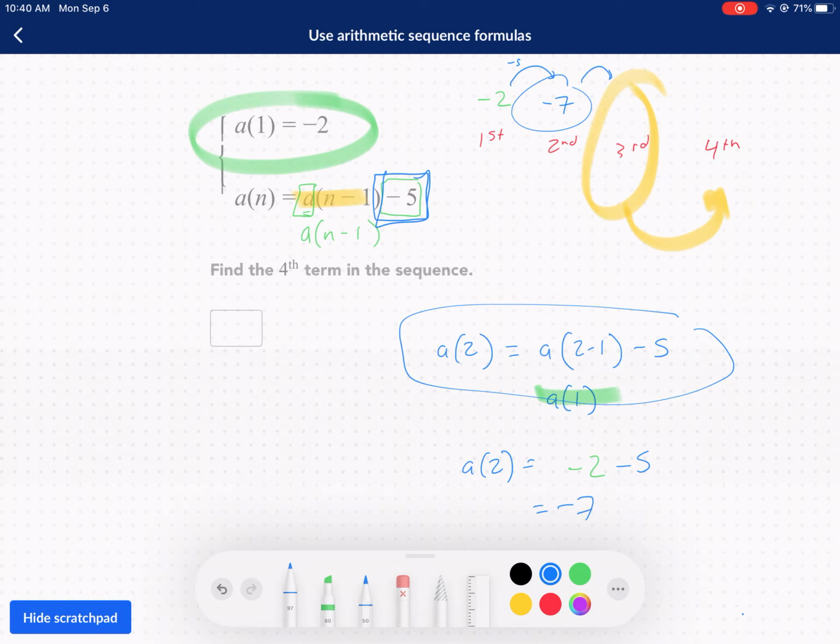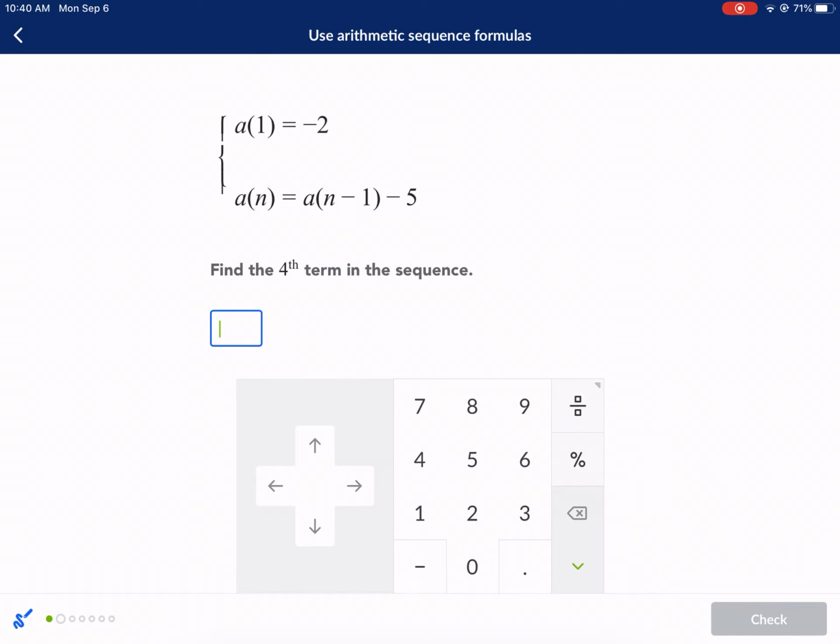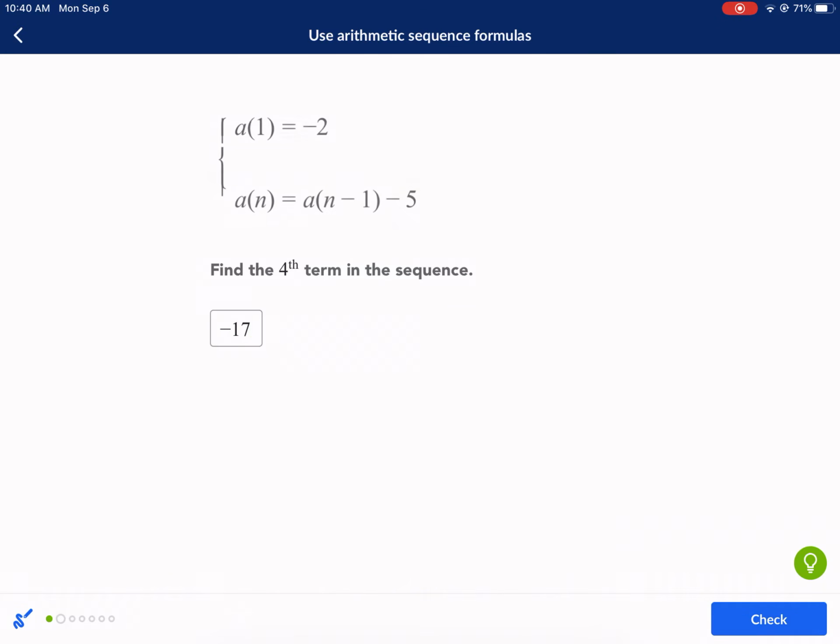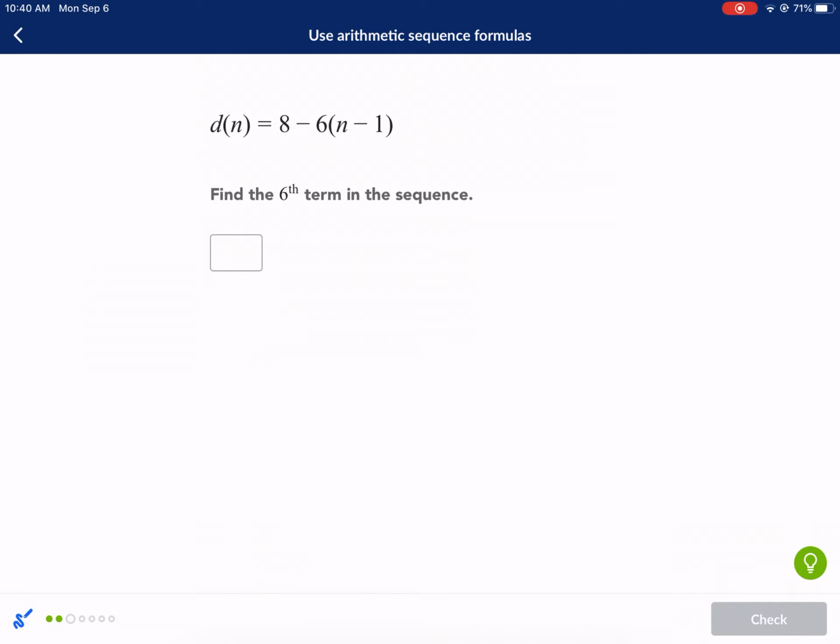Now, we're just going to keep this pattern going. We're going to subtract 5 again, and we get -12. So the fourth term, we would need the third term, -12. We would apply the pattern, -5 from that, to get our fourth term, -17. So we're going to type in -17 for our answer for the fourth term.